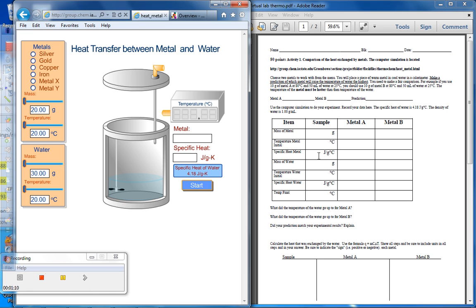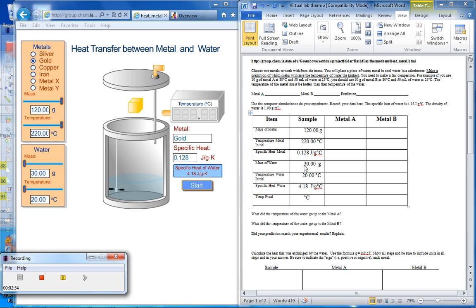Now what I'm going to do is a sample here so you can see how to do this. The first thing we'll do is I'll pick a metal. I'm going to pick gold, and then I'm going to increase the mass, but I'm going to increase the temperature as well. So I'm going to take the mass at 120 grams and the temperature at 220 degrees C, leaving the water at 30 grams and the temperature of 20 degrees C. Now I'm going to go ahead and fill that information in right here on the lab itself.